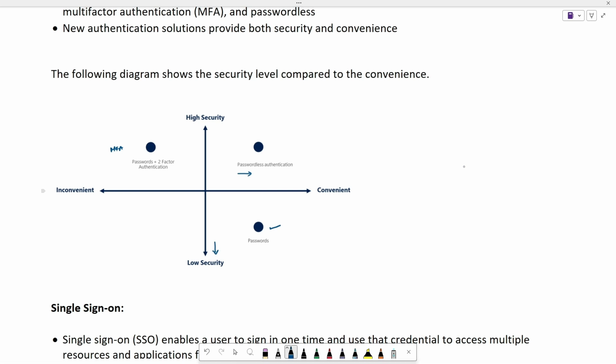There is another method of authentication, which is passwordless authentication. You use Windows Hello for Business with a PIN or biometric to configure passwordless authentication. This is considered high security, and also very convenient because you do not have to remember passwords to access multiple applications or resources. The devices which you use to authenticate will be registered with the authentication provider.